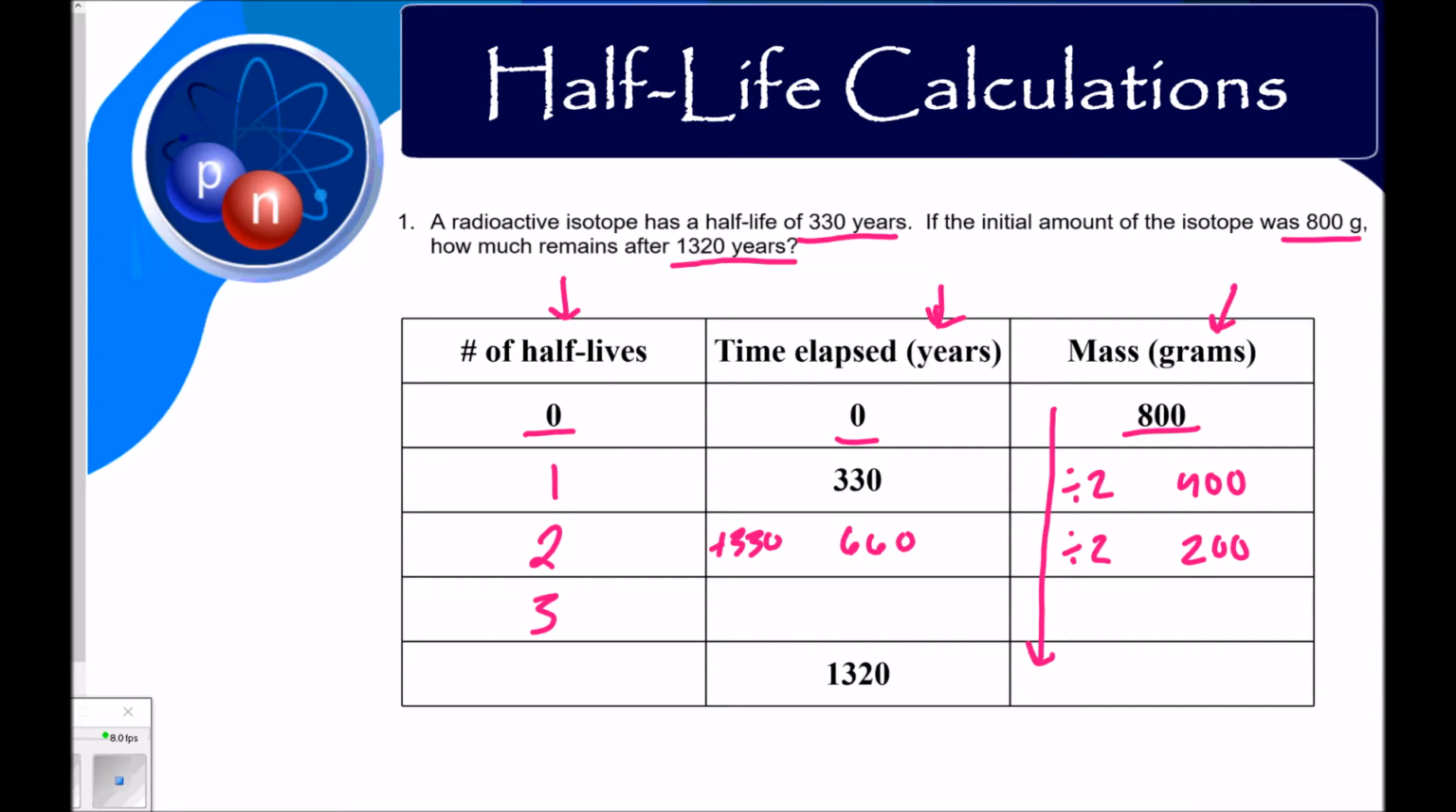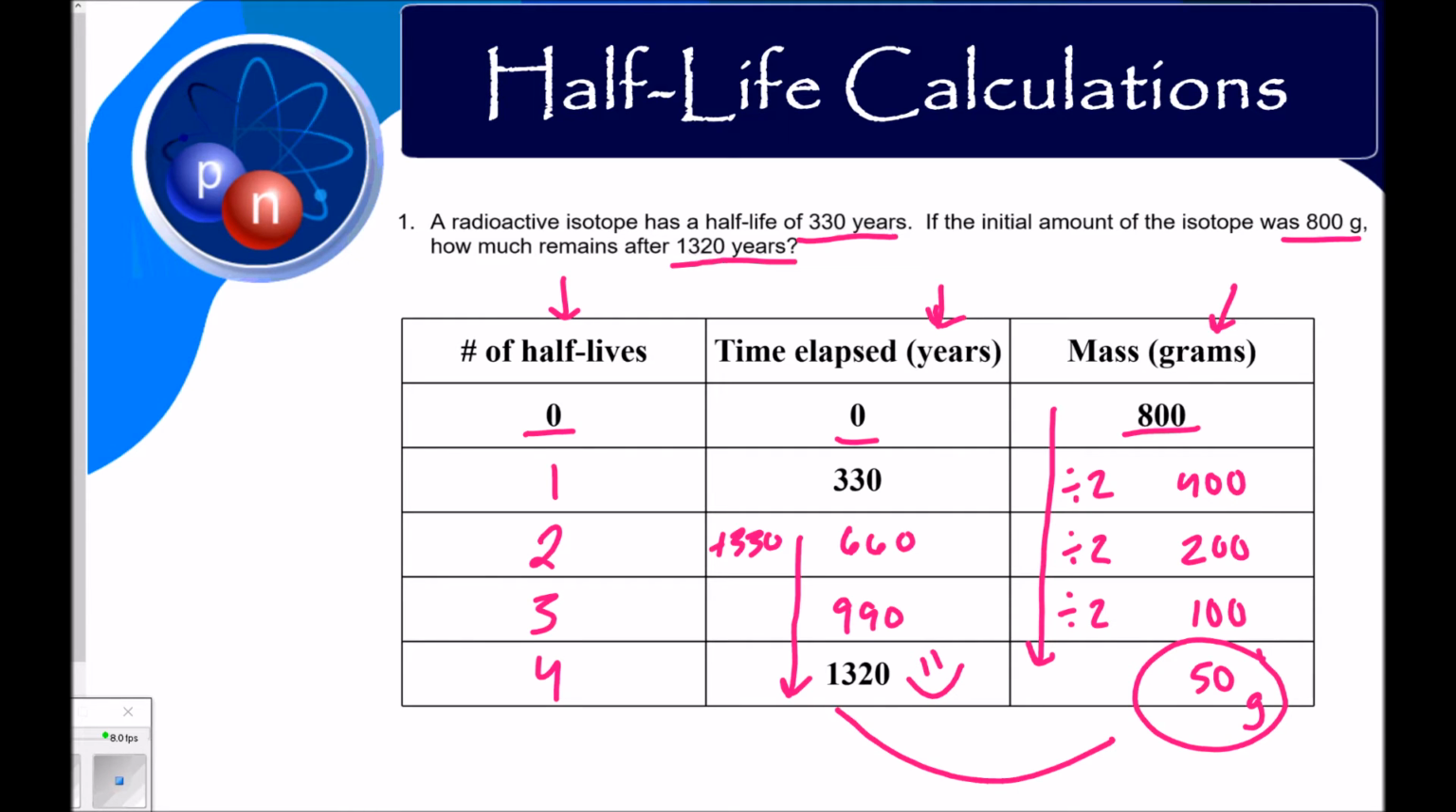After 3 rounds of half-life, 990 years will have passed, and our sample will have cut in half to 100 grams. After 4 rounds of half-life, 1,320 years will have passed, which is good. That's what the question's asking about. And our sample will have decayed in half again. So I only have 50 grams left. That is my answer. 50 grams remain after 1,320 years.